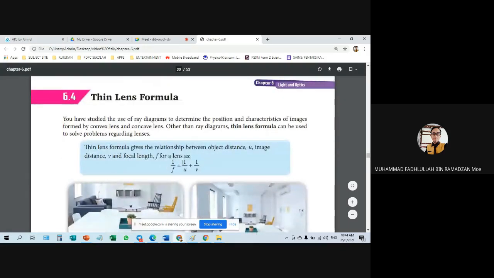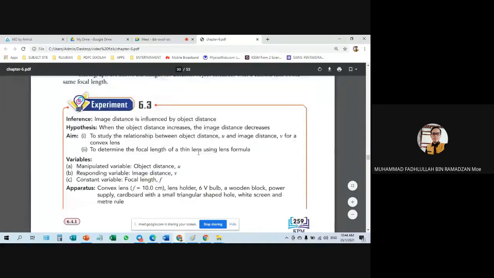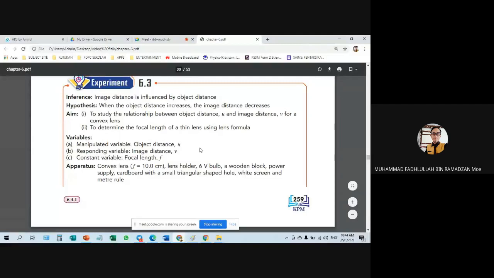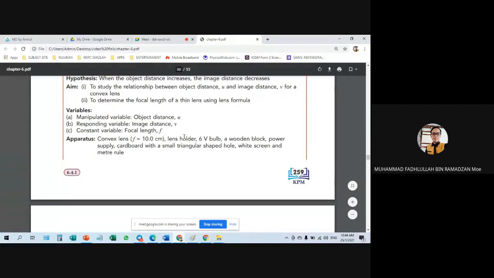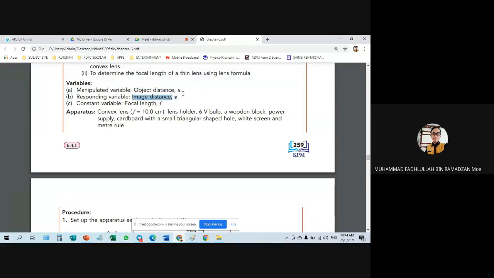That's why we need to know the relationship of the lens using this thin lens formula. So manipulated variables easy, responding variable also easy. Kalau dalam paper 3, we have two sections. First section, question 1 and question 2.